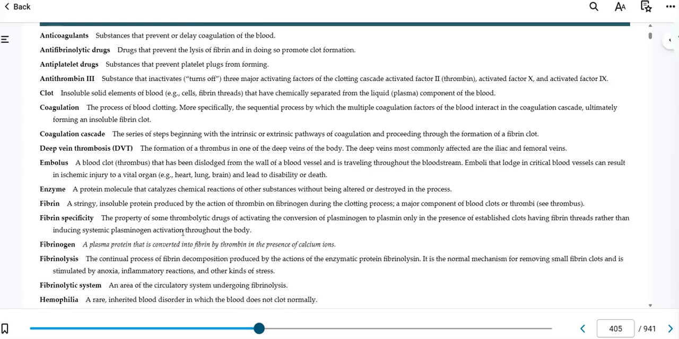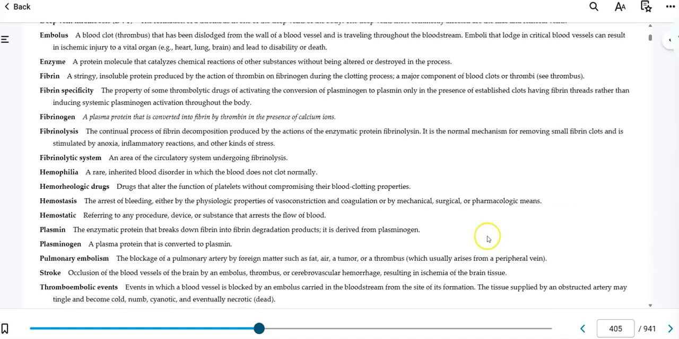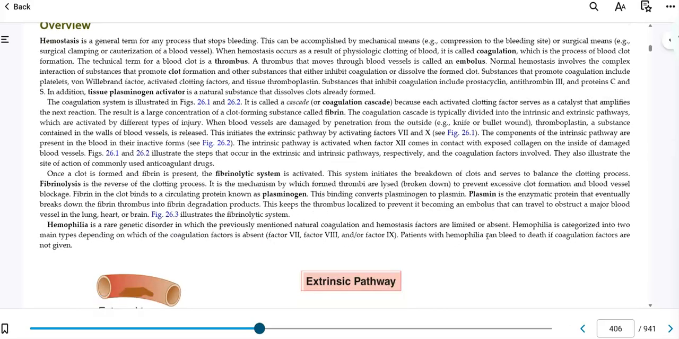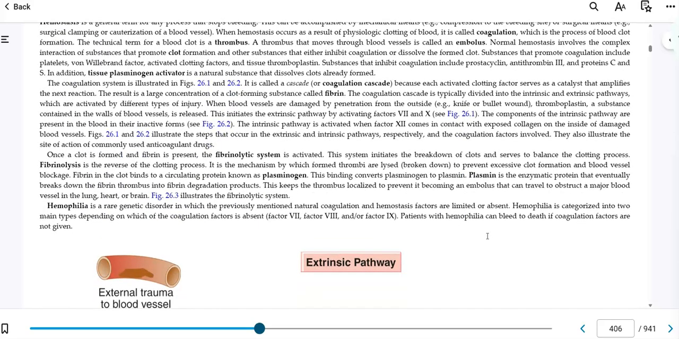We always stop and question if a patient has an order for two different types of anticoagulants. That's a clinical pearl, so remember that one. Let me scroll down. These work to prevent the formation of a clot or thrombus. The prevention of that clot is called thrombosis prevention.